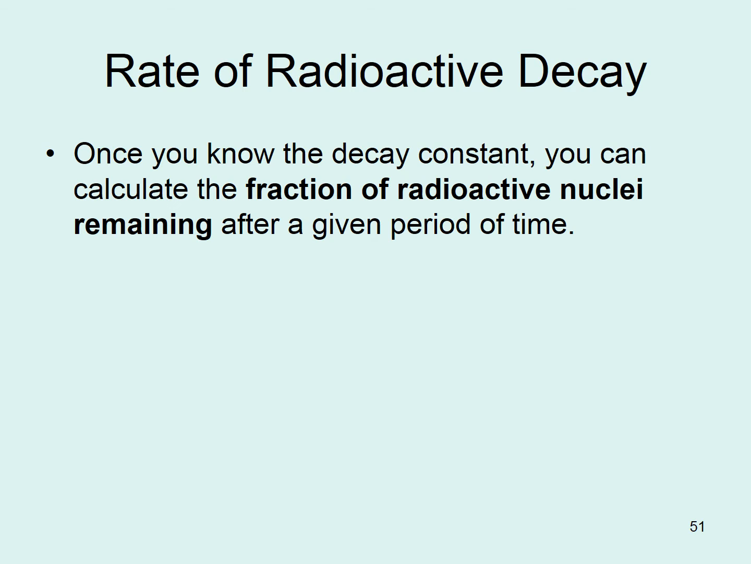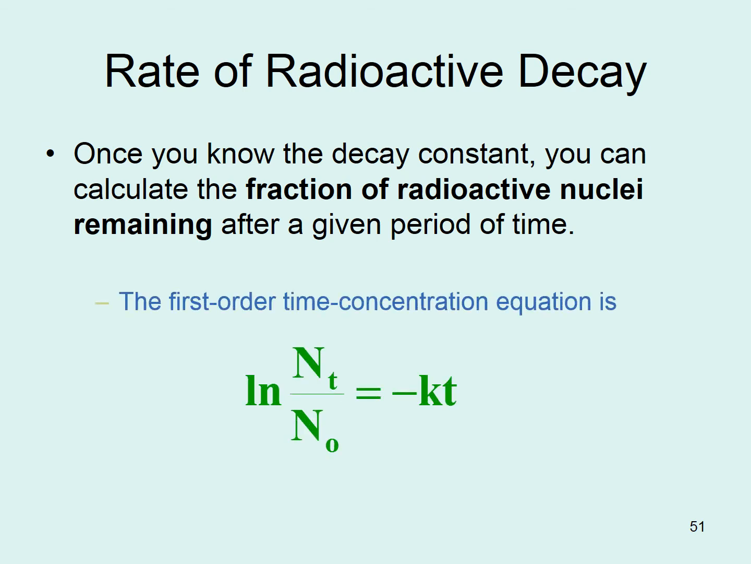All right, so now once you know the decay constant, which you can find from the half-life or vice versa, now you can calculate the fraction of radioactive nuclei remaining after a given period of time. And again, this is just like first order kinetics. So first order kinetics says that the natural log of the concentration at time t over the concentration at time 0, the initial concentration, equals minus kt. So t is the time and N_t is the concentration at that time. So again, it's just the first order integrated rate law.